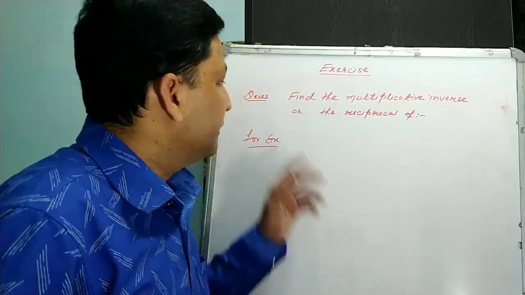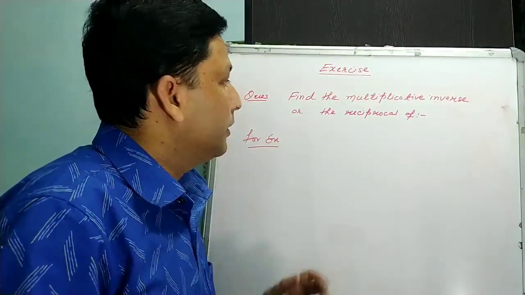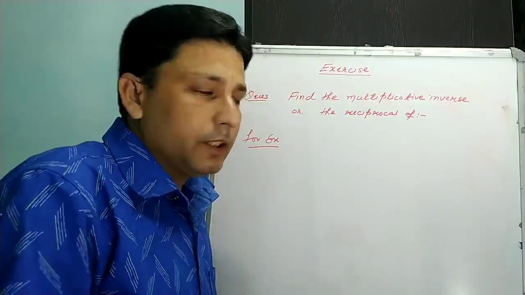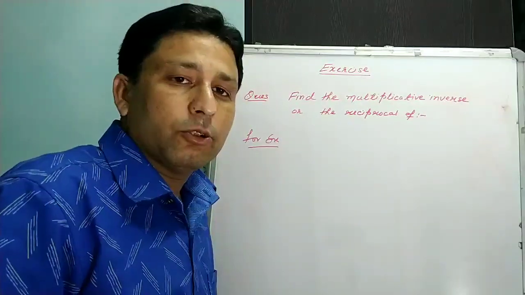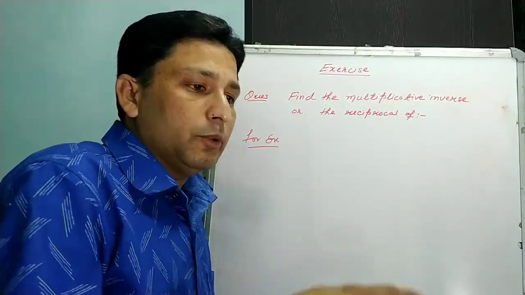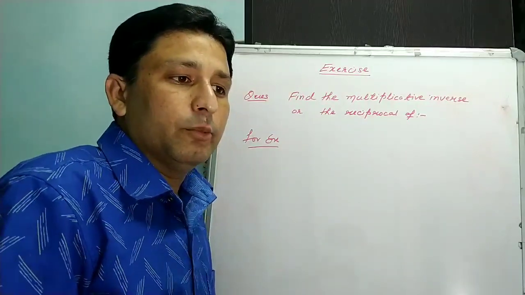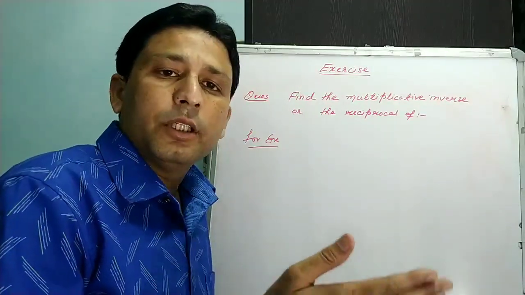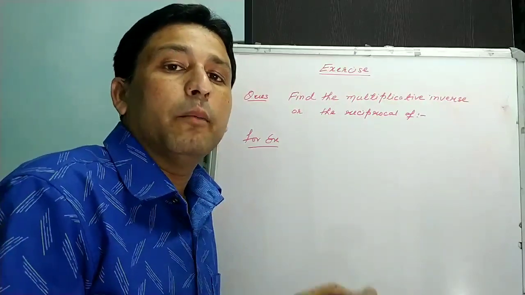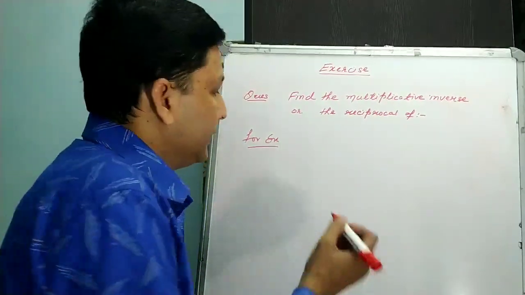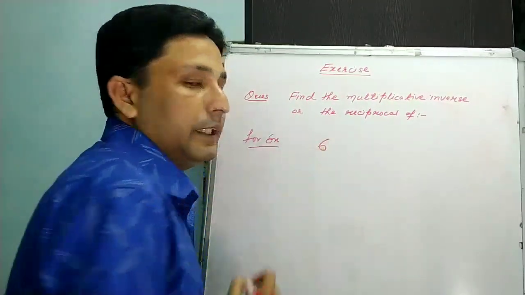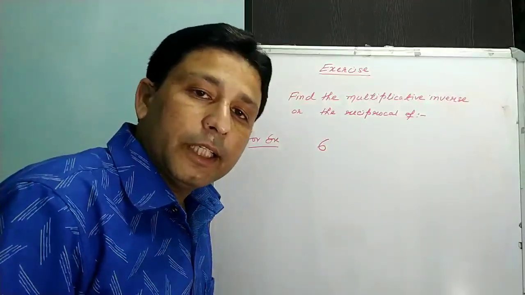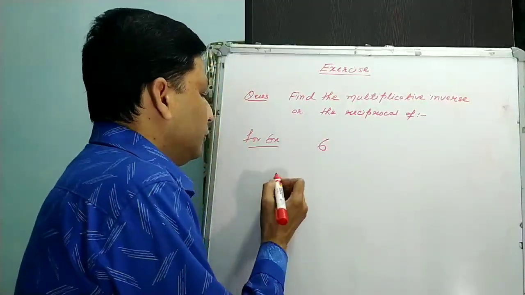Next question, that is find the multiplicative inverse or the reciprocal. I have taught you earlier that multiplicative inverse is also known as reciprocal, and in reciprocal you know very well that we will convert the numerator into the denominator and denominator into the numerator by using the raised to the power minus 1. Let's take an example. Here 6 is given and you have to find out the multiplicative inverse of this 6. So what should we write here?